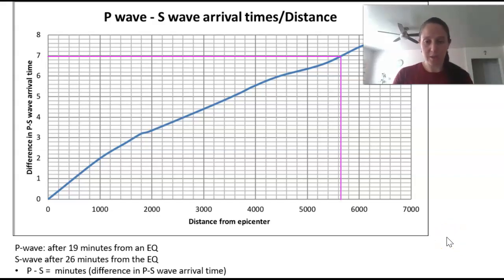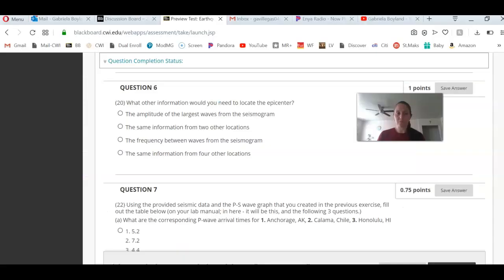Okay, so you do the same idea for the minutes that Ander gives you in question 19. And then lastly, question 20 from your lab manual, which is question 6 on the quiz, asks what other information would you need to locate the epicenter? So hopefully you can decipher this based on what you saw in lecture or read in your book. So I won't go through any of that yet.